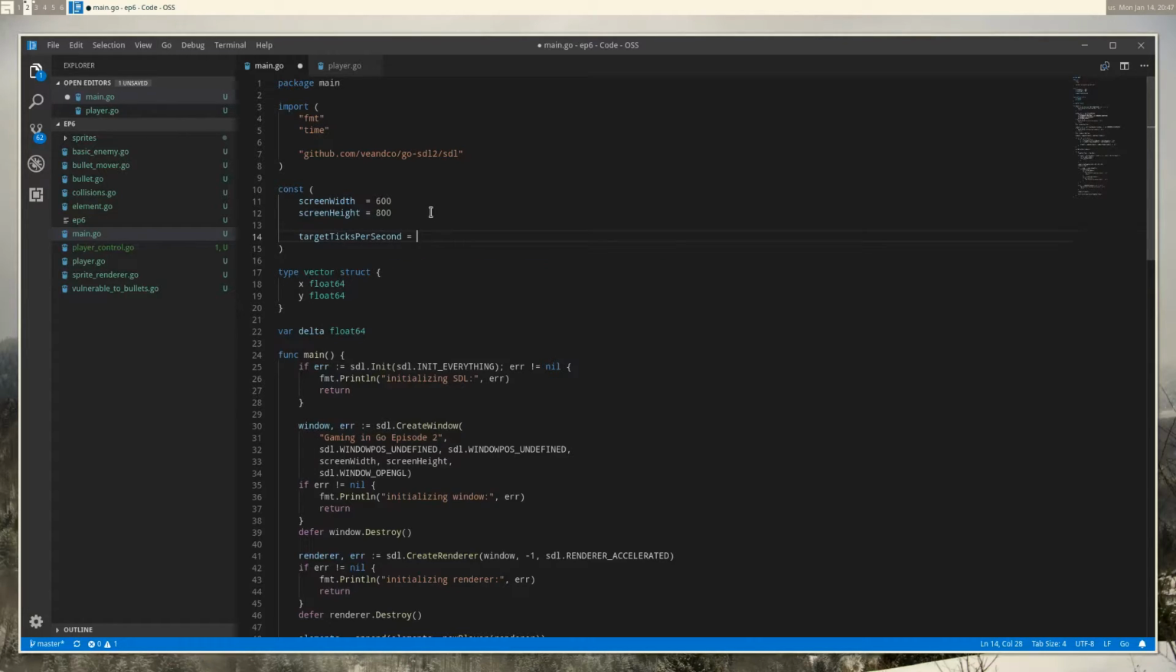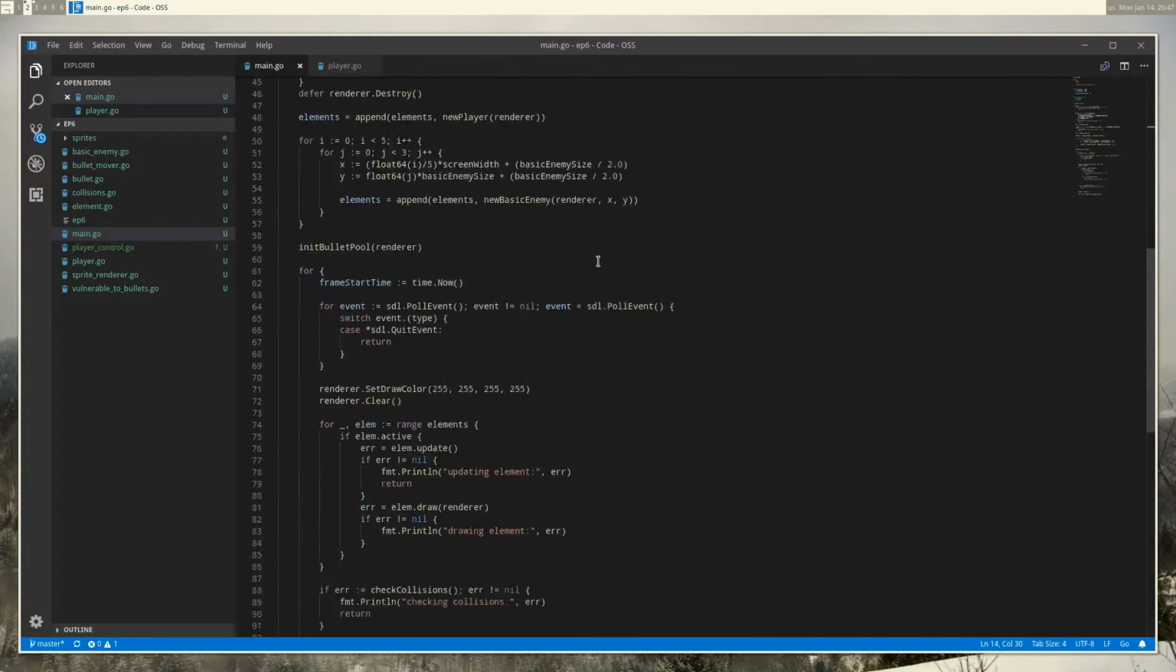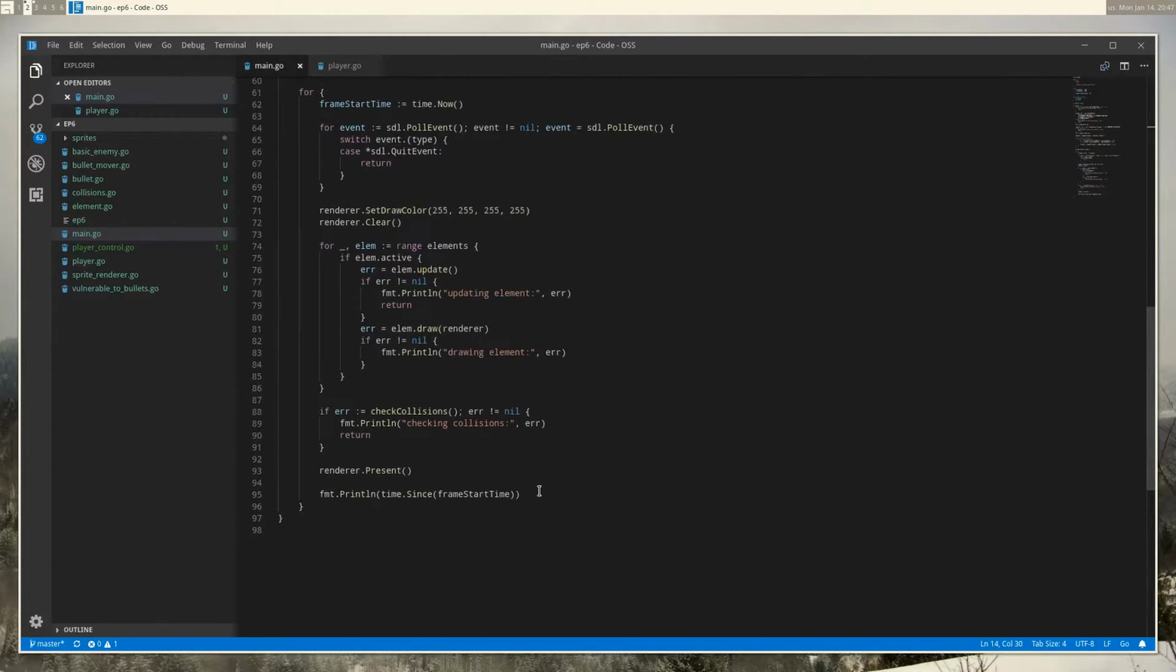I'm using this ticks name to refer to, you could imagine CPU ticks, but it mostly means physics engine ticks. And in our case, the physics engine is just moving the player or the bullets around. So we can use this value to calculate the delta by saying delta equals time.Since the frame start time, in seconds, times the target ticks per second.